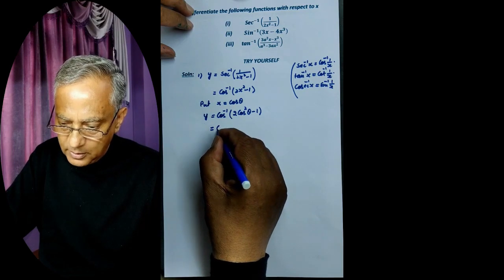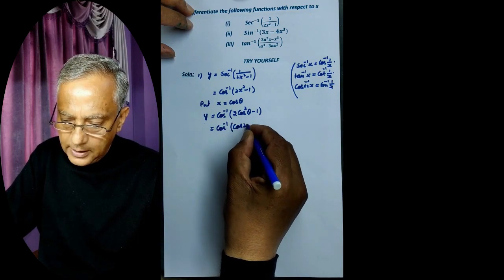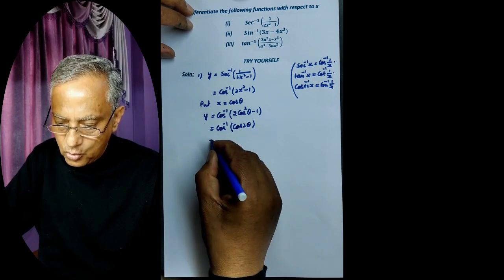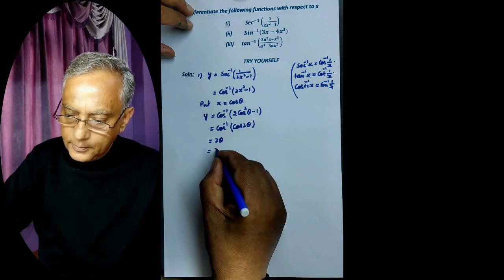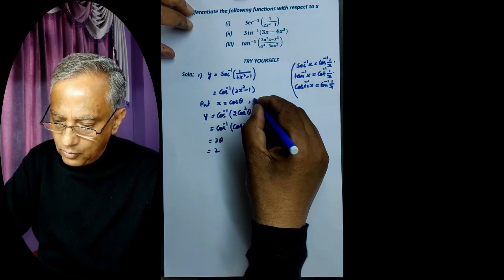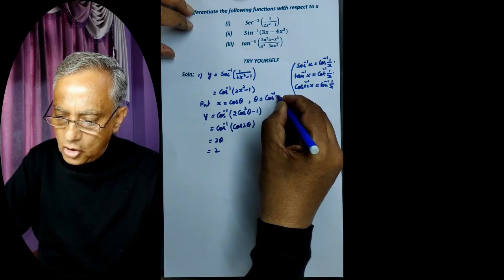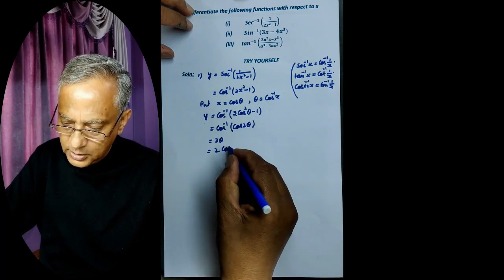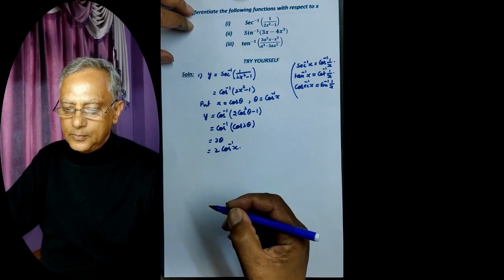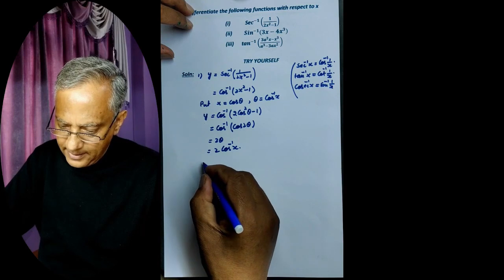So this will be cos inverse cos of 2 theta. And this is equal to 2 theta. And this is equal to 2, and theta will be equal to cos inverse x. X is cos theta, then theta will be cos inverse x. So this will be 2 cos inverse x.